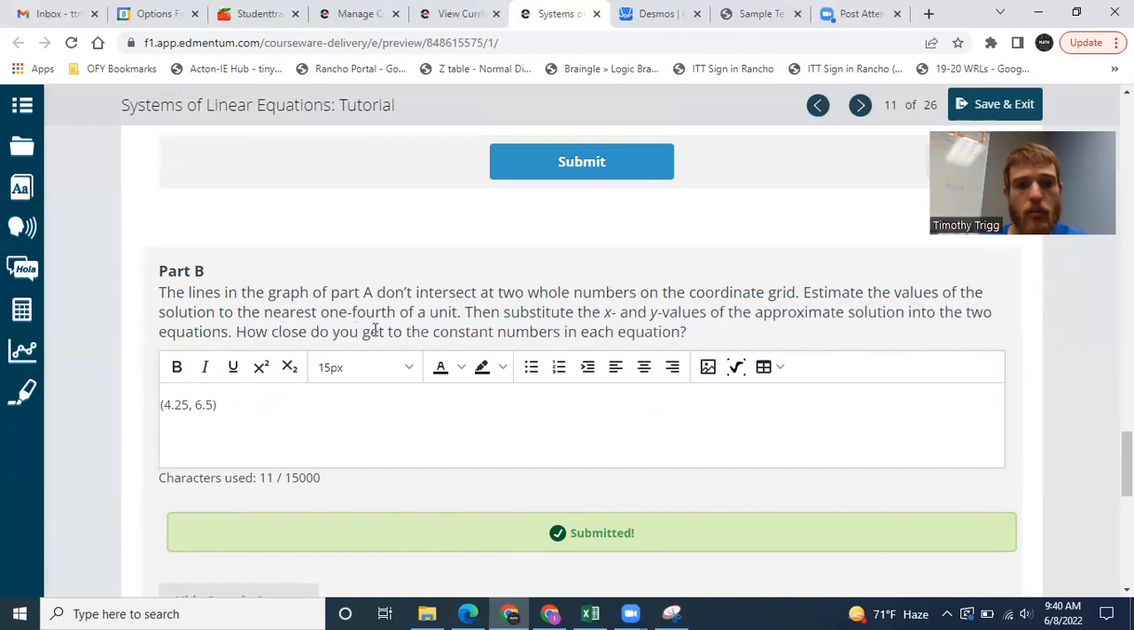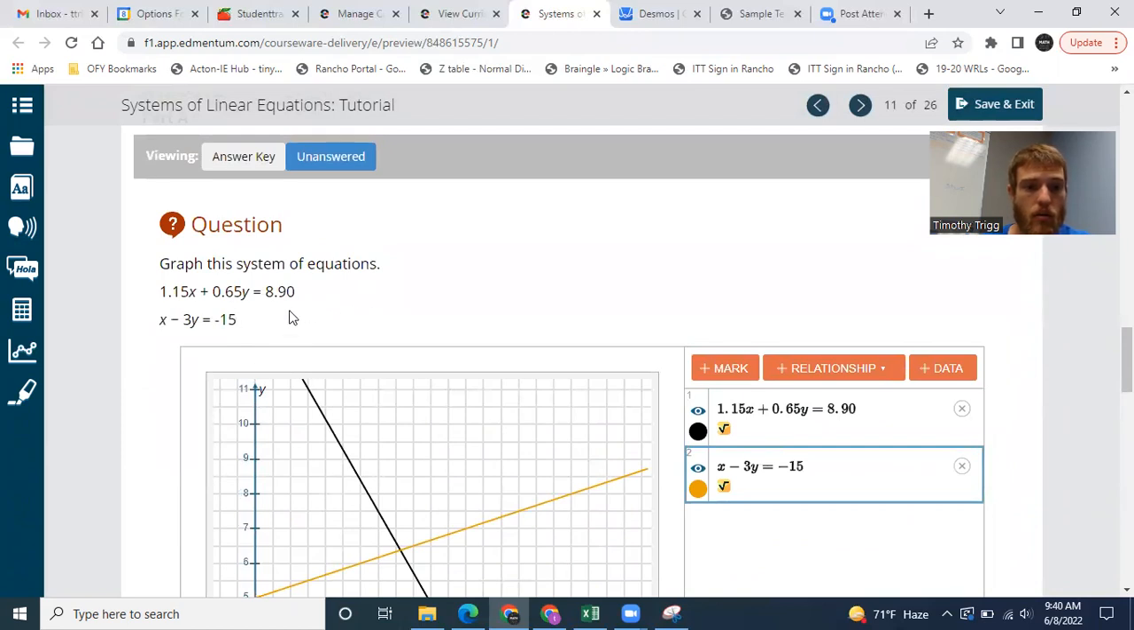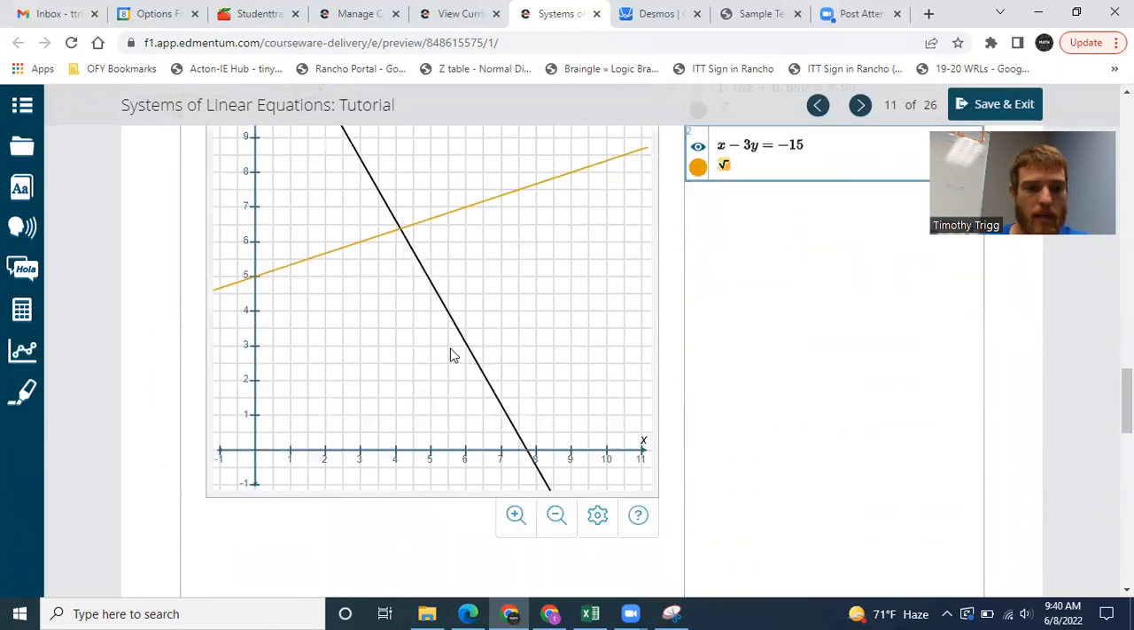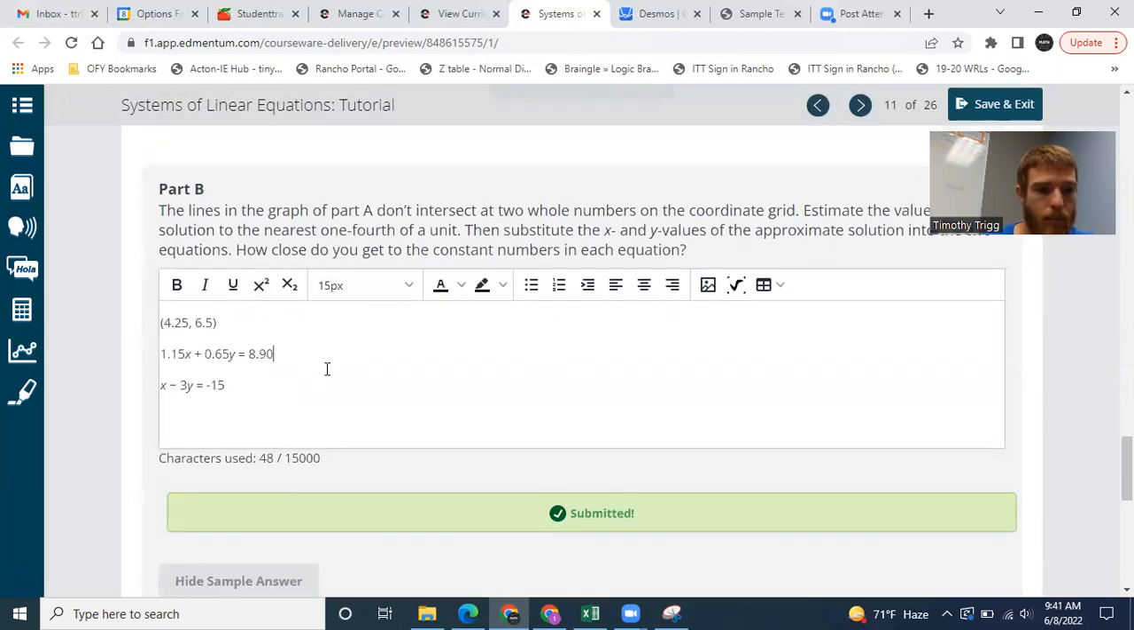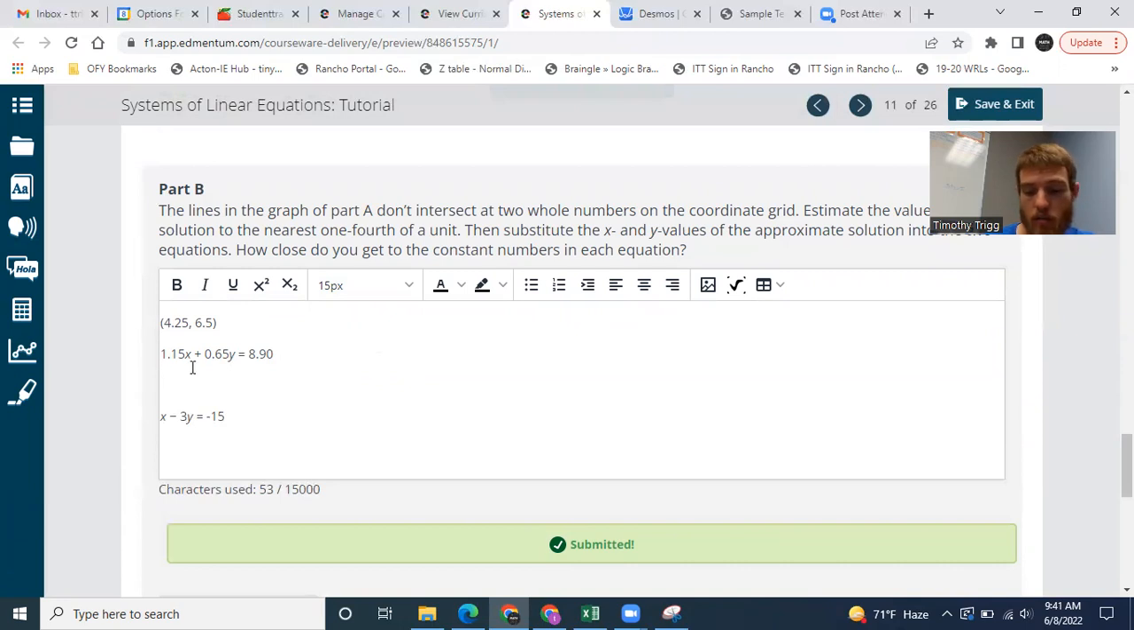Okay. And then they want us to substitute the x and y values into the two equations. How close do you get to the constant numbers in each equation? So we're going to plug this as our x and y into each of these equations we had here. So actually, I'm just going to copy and paste these down here. For both these equations, we're going to replace x with 4.25 and then replace y with 6.5. So let's do this first equation first. So 1.15 times x, so that's times 4.25. Notice I just put a number in front of parentheses like that. That just means they're multiplied.